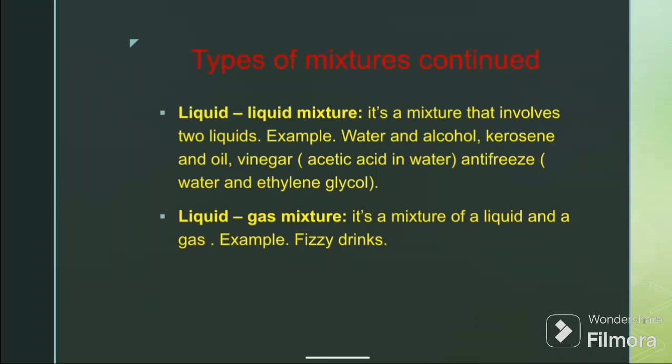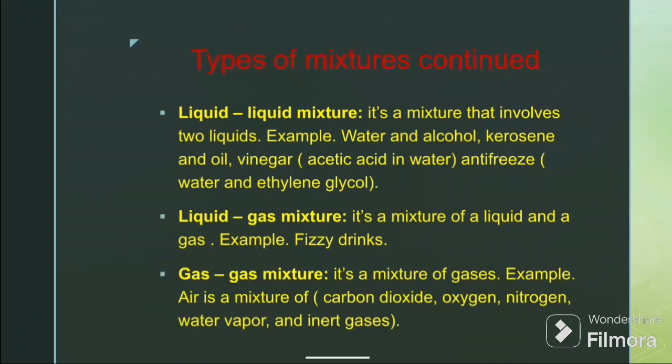From here we'll go for a short break. But first, let's look at our last type of mixture. That's a gas-gas mixture. A gas-gas mixture is a mixture of gases, as the name denotes.